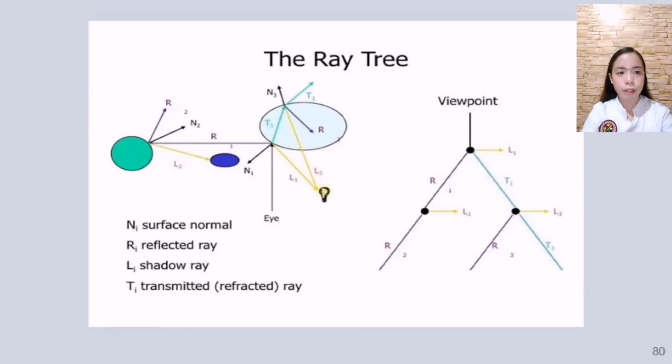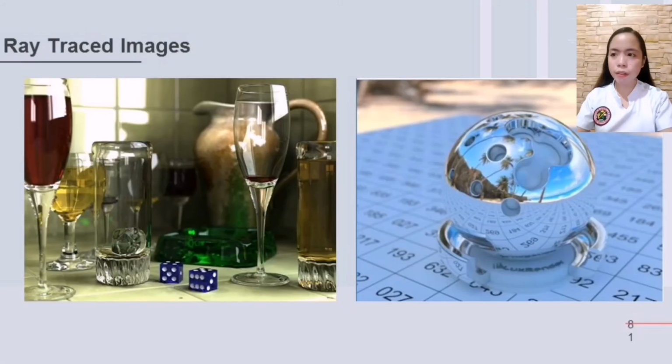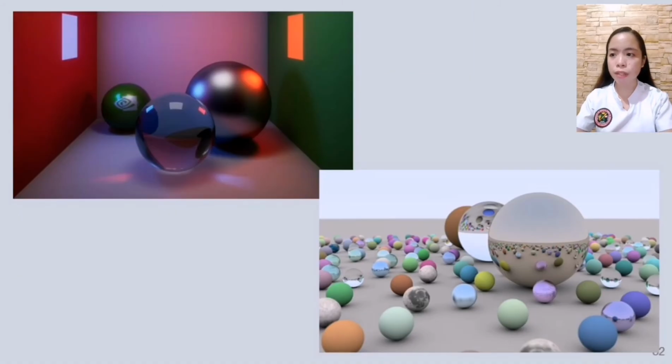Next we have the RT3. As we can see in the diagram, there are several letters. Each letter in the diagram represents something. The letter N represents the surface normal, R the reflected ray, L the shadow ray, and the letter T the transmitted or refracted ray. We have here some examples of ray traced images. As we can observe, they are full of mirrors, transparent surfaces, and shadows, which makes the images stunning.